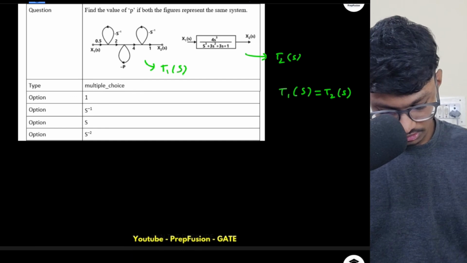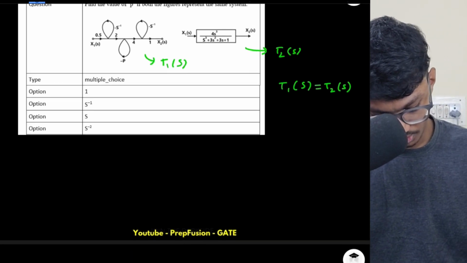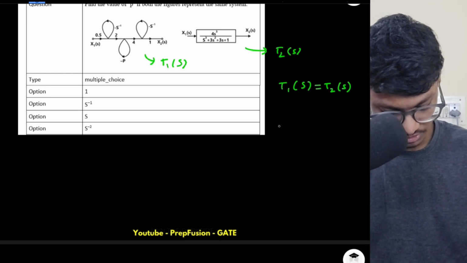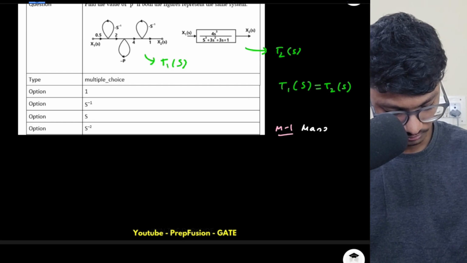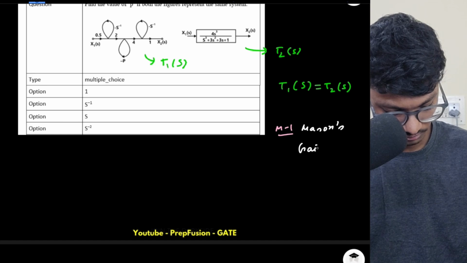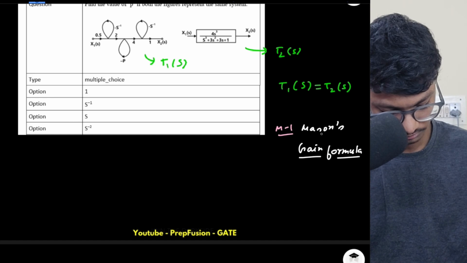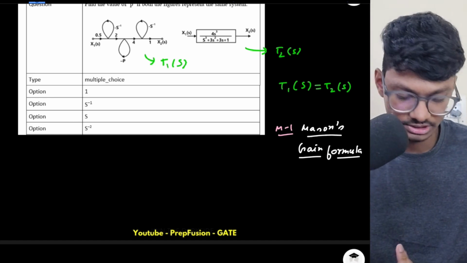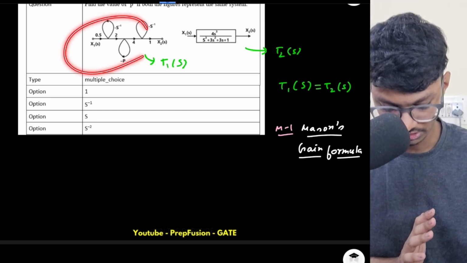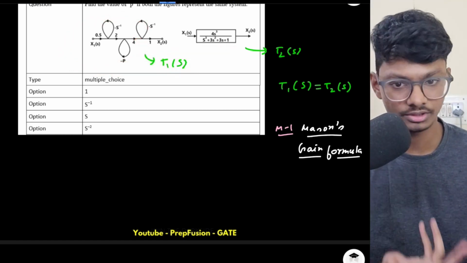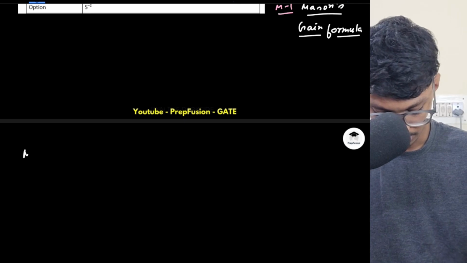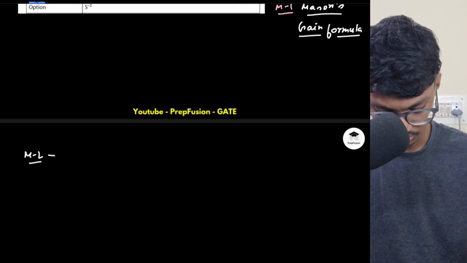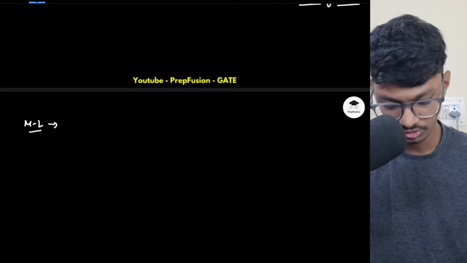There are two ways to go about this. One is using Mason's gain formula. This method is pretty simple: you know Mason's gain formula, you find the transfer function, compare the transfer functions, and find the value. I will solve it using the second method, that is, basics. The first one you will anyway know. This method you may not know, so you will learn something new.